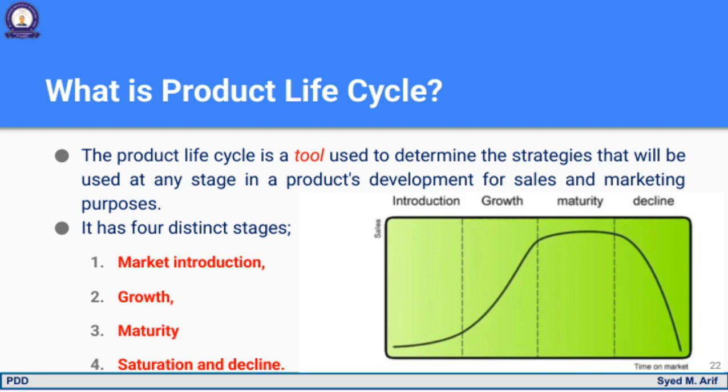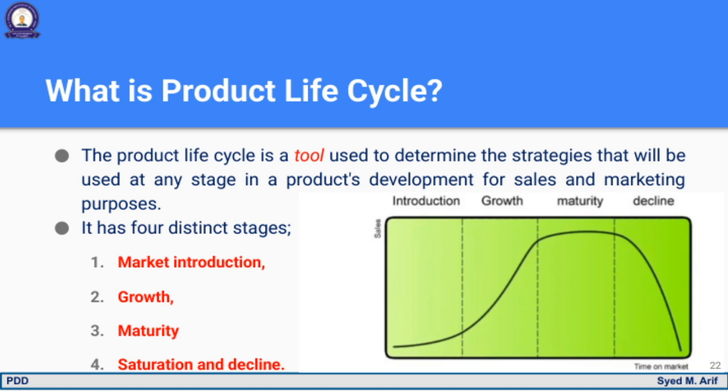Next is the growth stage, where sales start to increase rapidly, and the product gains acceptance in the market. After that comes maturity, a period where sales growth slows as the product reaches peak market penetration. Finally, we have saturation and decline, where sales decline as the market becomes saturated or consumer preferences change.